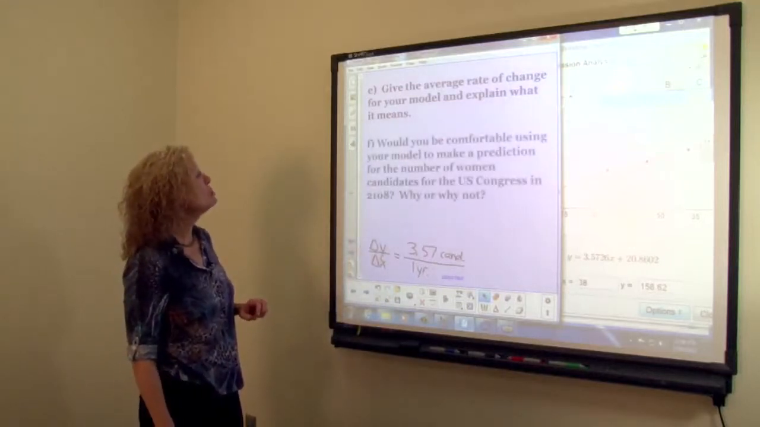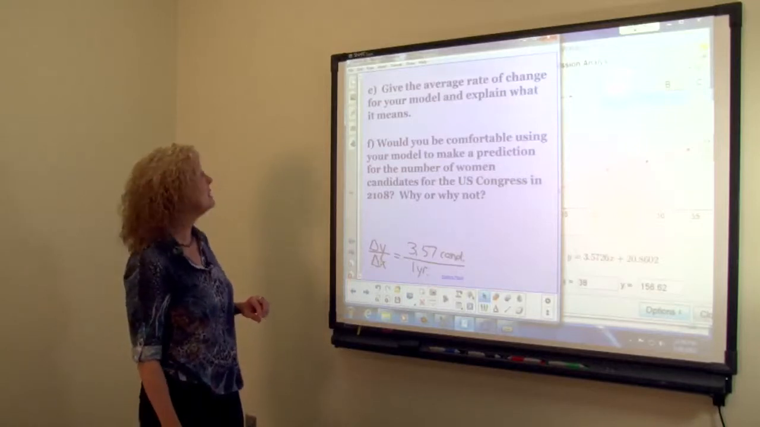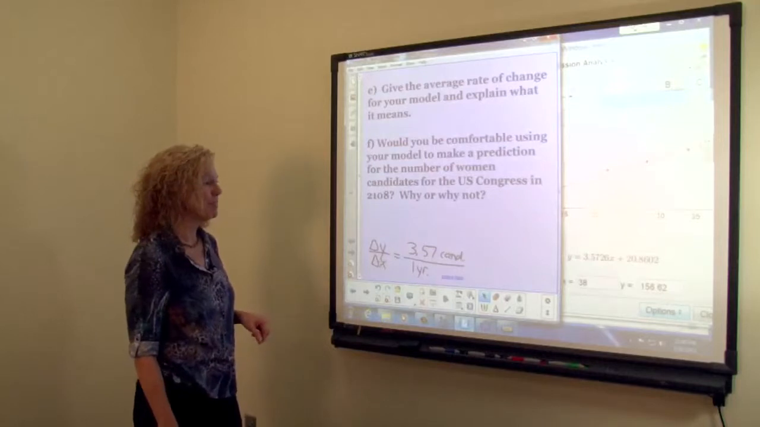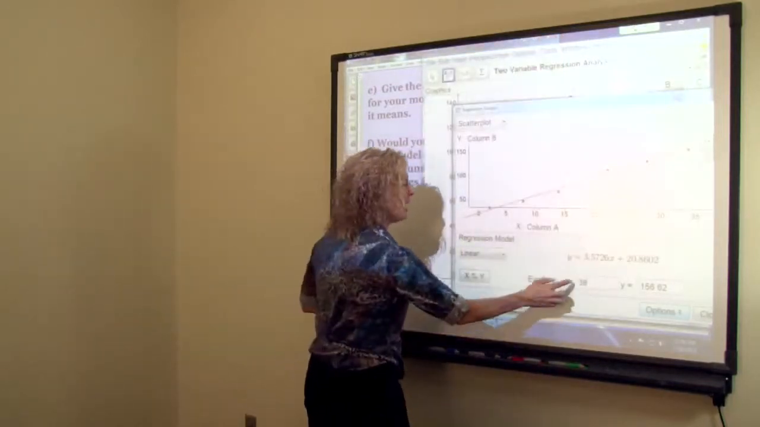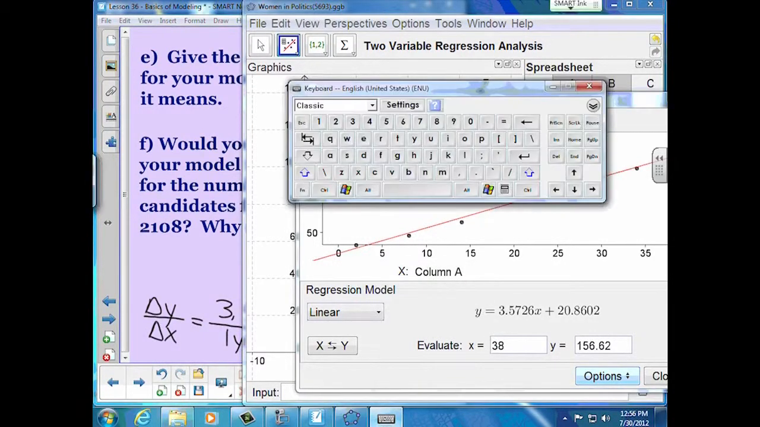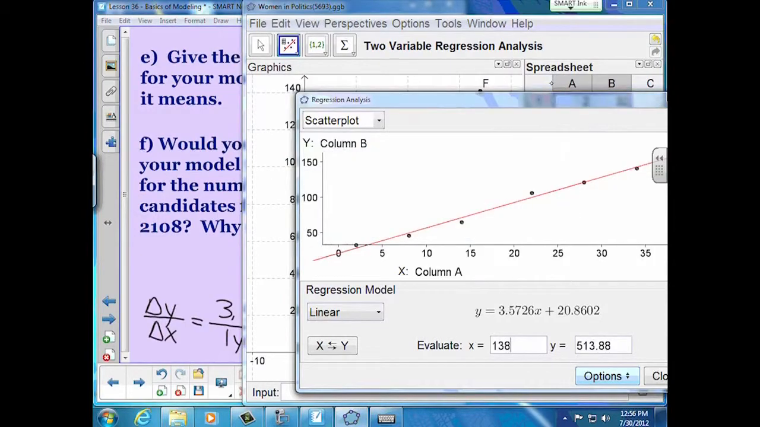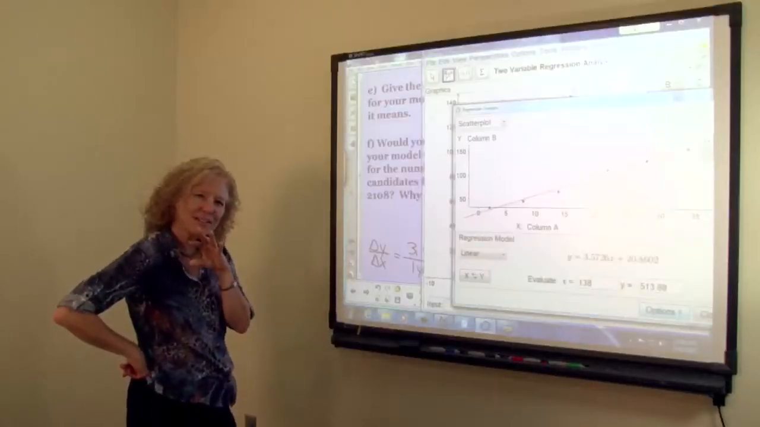Would you be comfortable using your model to make a prediction about the number of women candidates in the year 2108? Why or why not? Well, let's see here, 2108. Let's just see what that would look like. That's another 100 years after 2008. So if I bring my keyboard back up here, I end up with 514. Now, do I buy that?